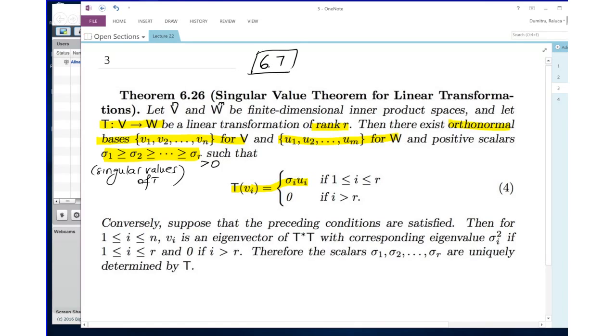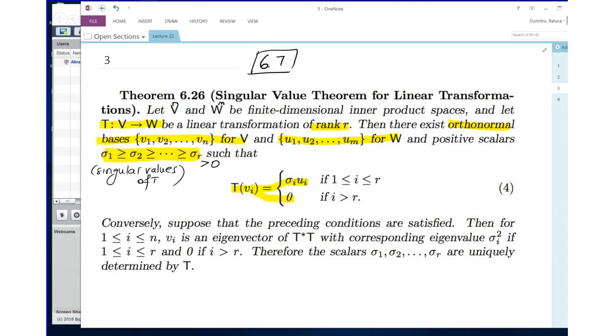Again, i goes from 1 up to R, and they are arranged in decreasing order, right? So sigma R is the smallest positive number. From R plus 1 on, they are all 0. Everything else, if anything is left, will all be 0. And that's where T of Vi will also be defined to be 0.